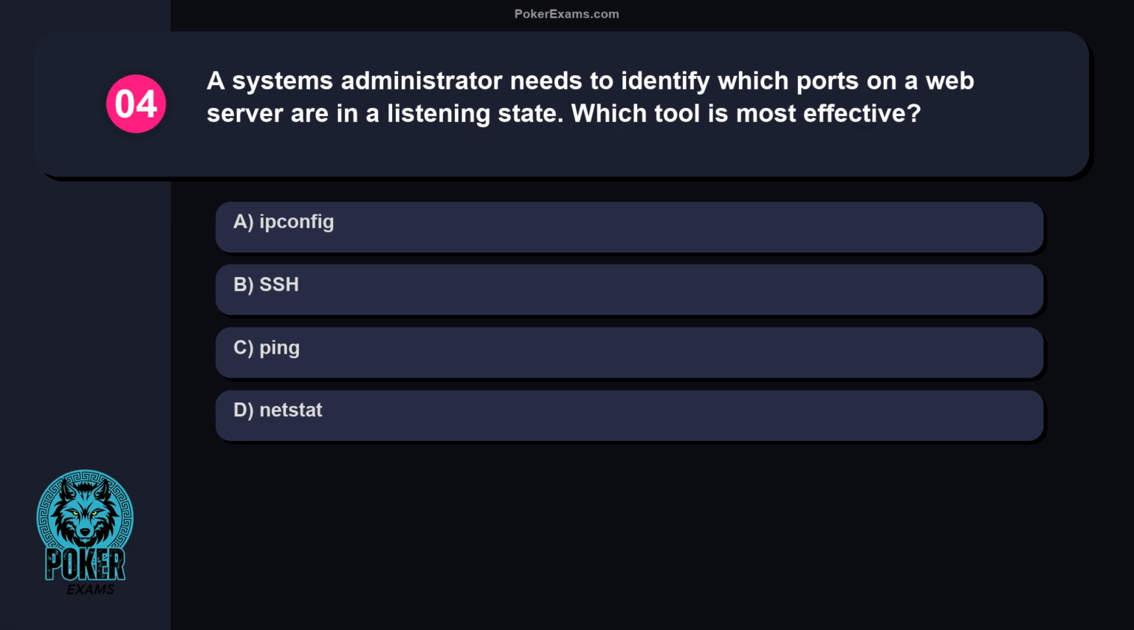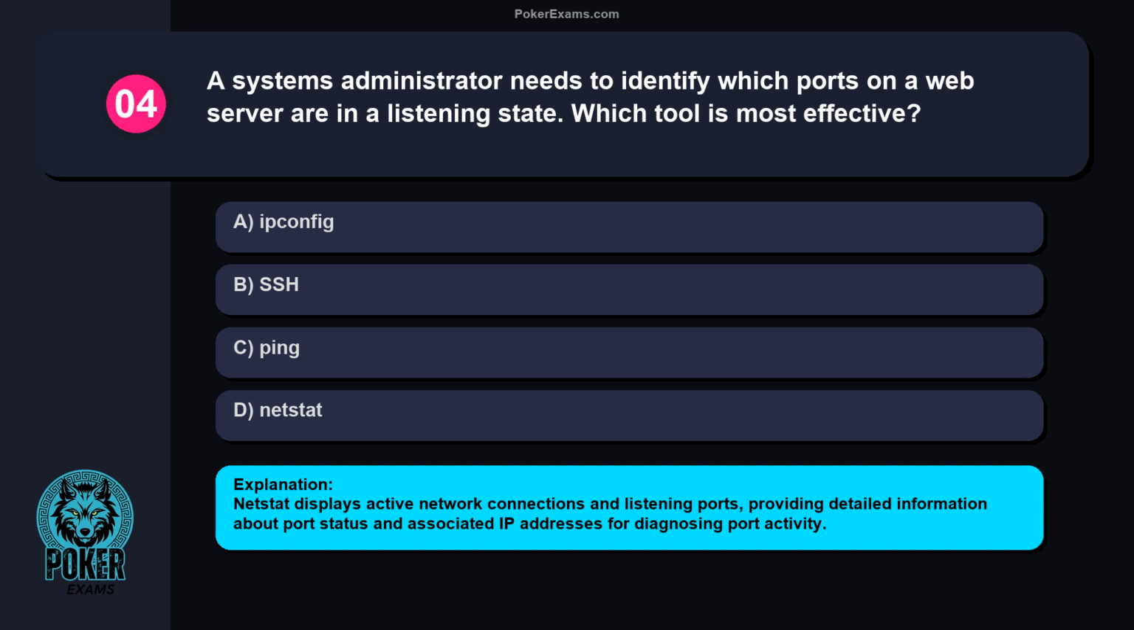Question 4. A systems administrator needs to identify which ports on a web server are in a listening state. Which tool is most effective? IP protocol configuration, SSH, ping, netstat. Netstat displays active network connections and listening ports, providing detailed information about port status and associated IP addresses for diagnosing port activity.